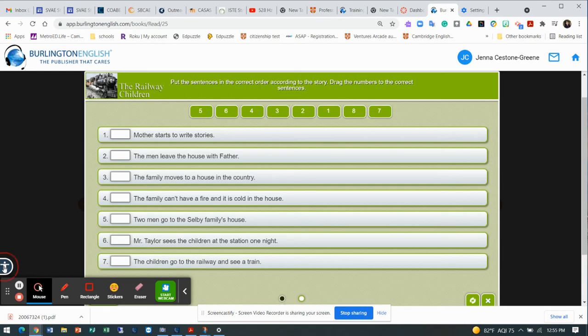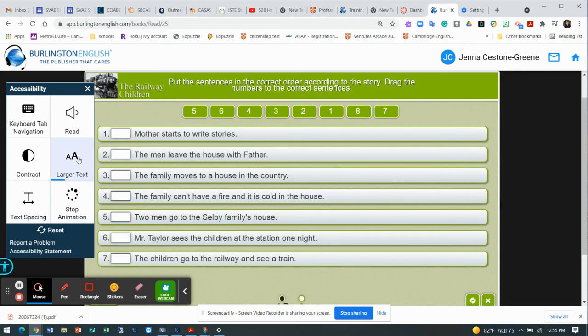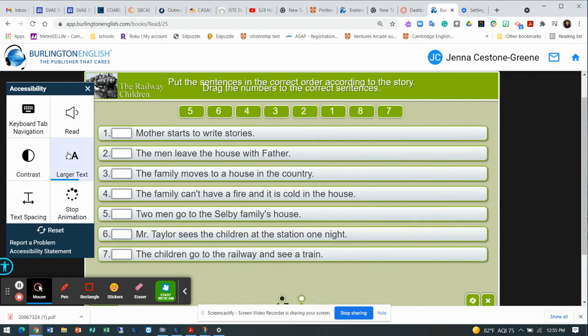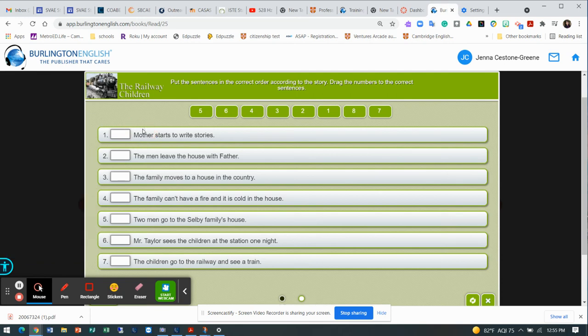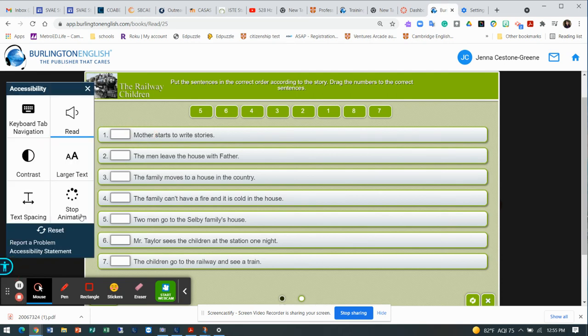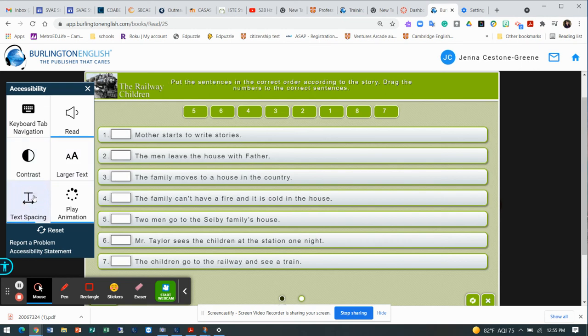There are some other things you can use here. Larger text. You can make this bigger. That's always very useful. You can have it read aloud. Okay. For number 1. And then you can also have it animate. You can have line spacing change. You can space the letters. As you can see, if I hit that, it will space the letters even more farther apart.